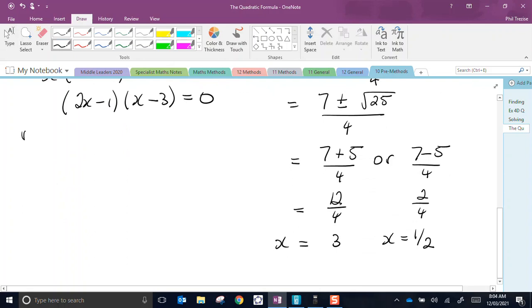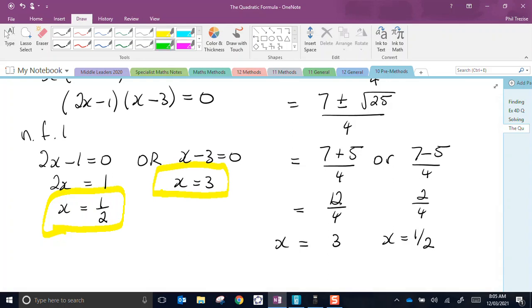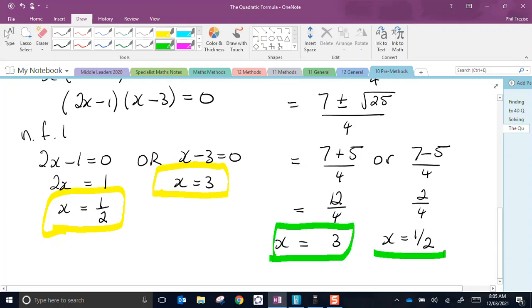I've now factorised, so I can use the Null Factor Law. This tells me that 2x take 1 equals 0, in which case 2x equals 1, or x equals 1/2. Perhaps it was the other factor, x take 3 equals 0, in which case x equals 3. And look at that, we have produced the same results. So we have here that x equals 1/2 or x equals 3 if we do factorisation and Null Factor Law, and we have here the same two results from the quadratic formula that I did earlier.